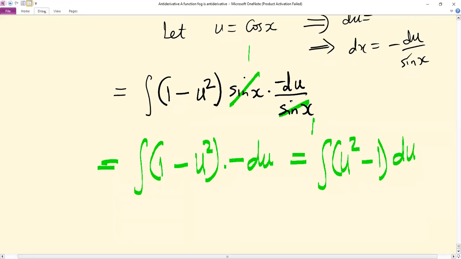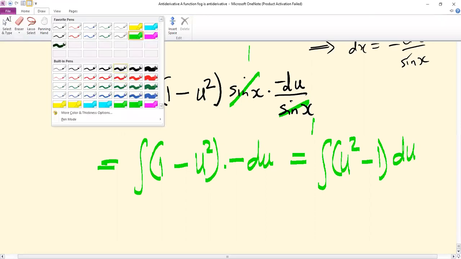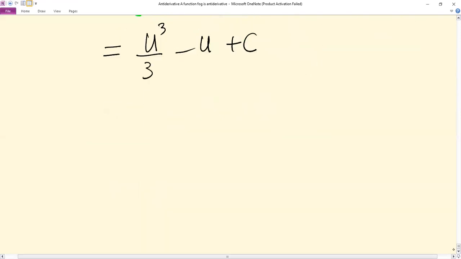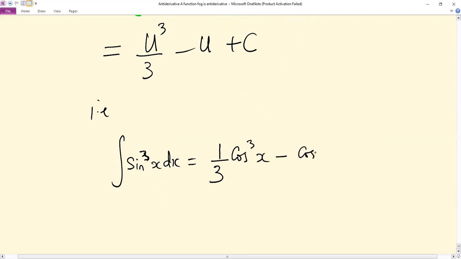Now this by power rule will be easier to evaluate, which will be the same as u power 3 over 3 minus u plus c, i.e. the integral of sine cubed x dx will be a third. Now u was cos x, so it will be cos cubed x minus cos x, and then plus c. So that is what we'll get for that particular problem.